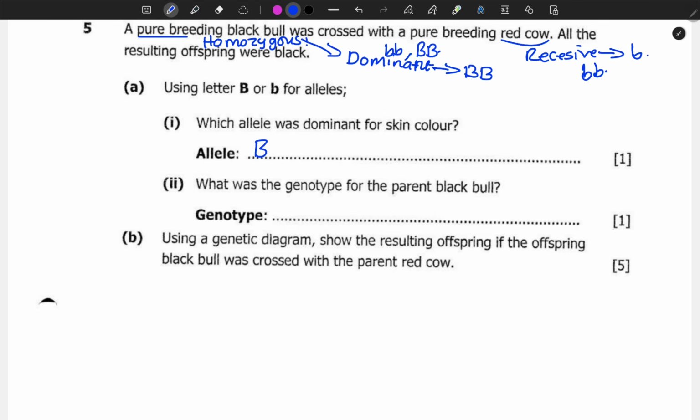What was the genotype for the parent black bull? Remember, it's capital B, another capital B. Why? Because it was pure, so it was homozygous. Using a genetic diagram, show the resulting offspring if the offspring black bull was crossed with the parent red cow.